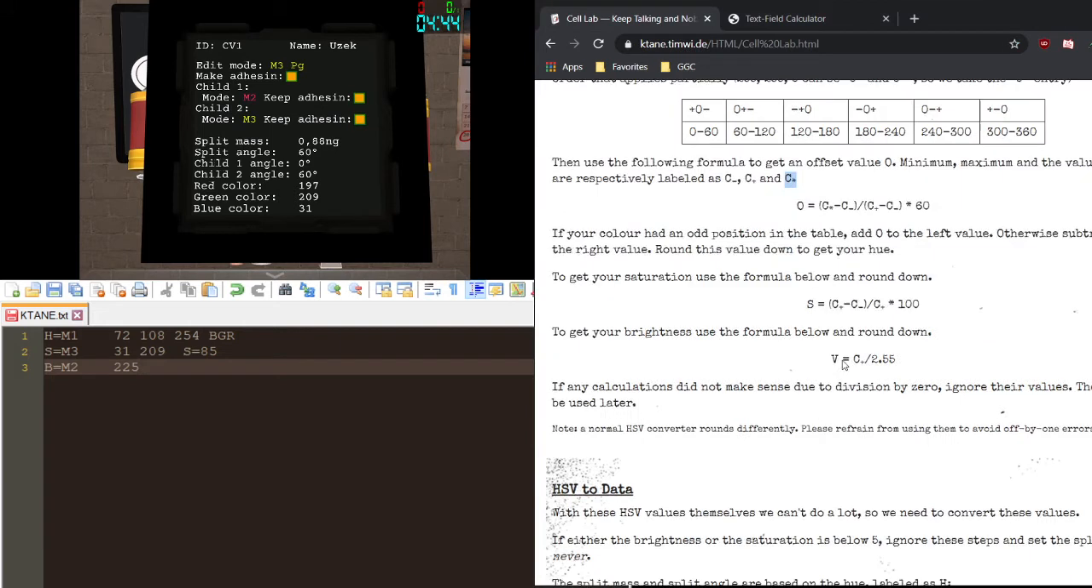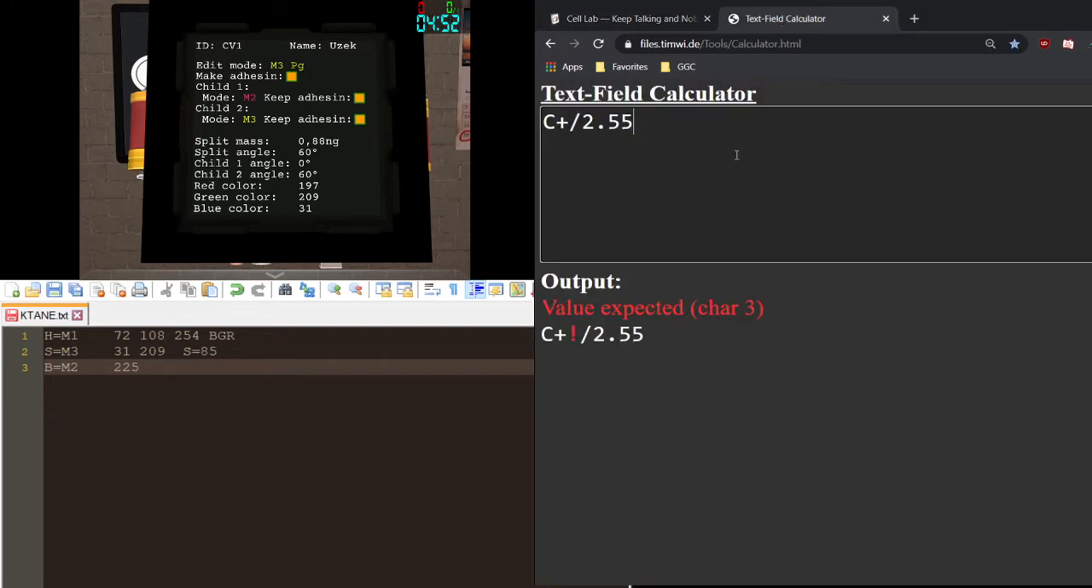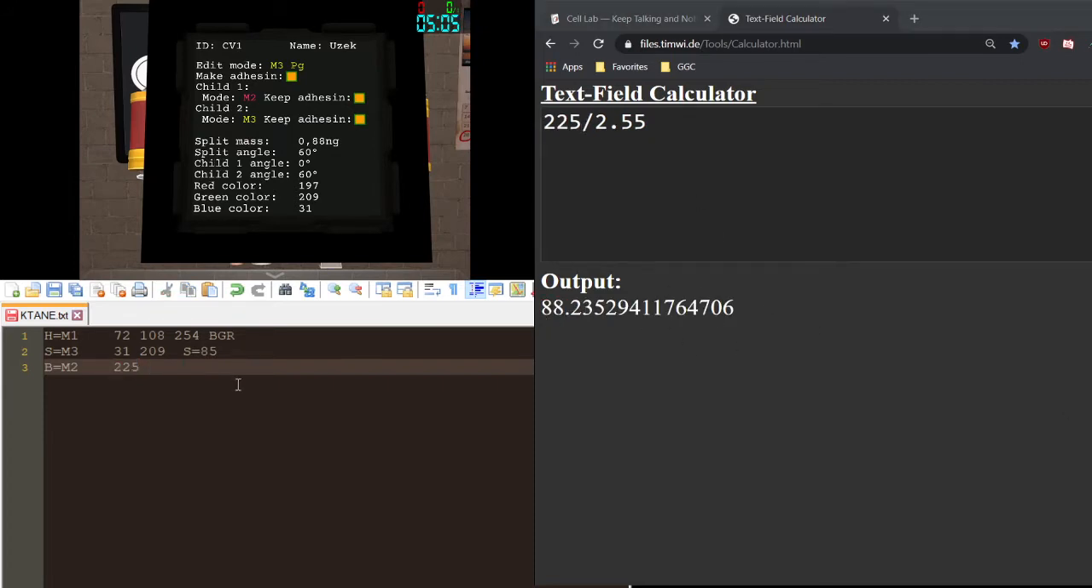Next, let's take a look at the brightness, which in this manual is represented by Victor, but I'm going to write it down as Bravo in my notes just to simplify. For brightness, all you need to do is divide the highest color number by 2.55. So let's just plug this in, and we get this number, remove all decimals, and this is our brightness.